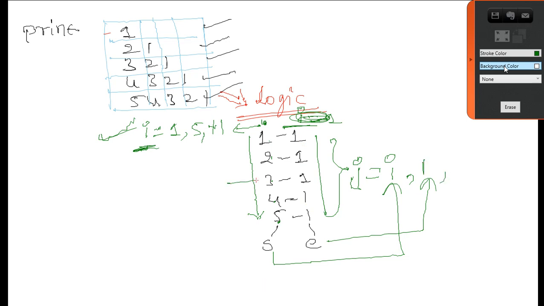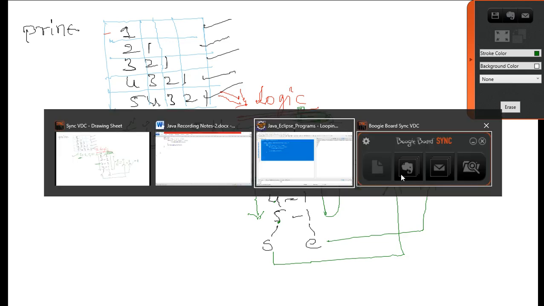Take the third row and consider here 3 2 1. They are decrementing by 1, so therefore minus 1. Now using this logic you write down the for loop. I is equal to 1 to 5, j is equal to I to 1. Same thing that I am going to write.